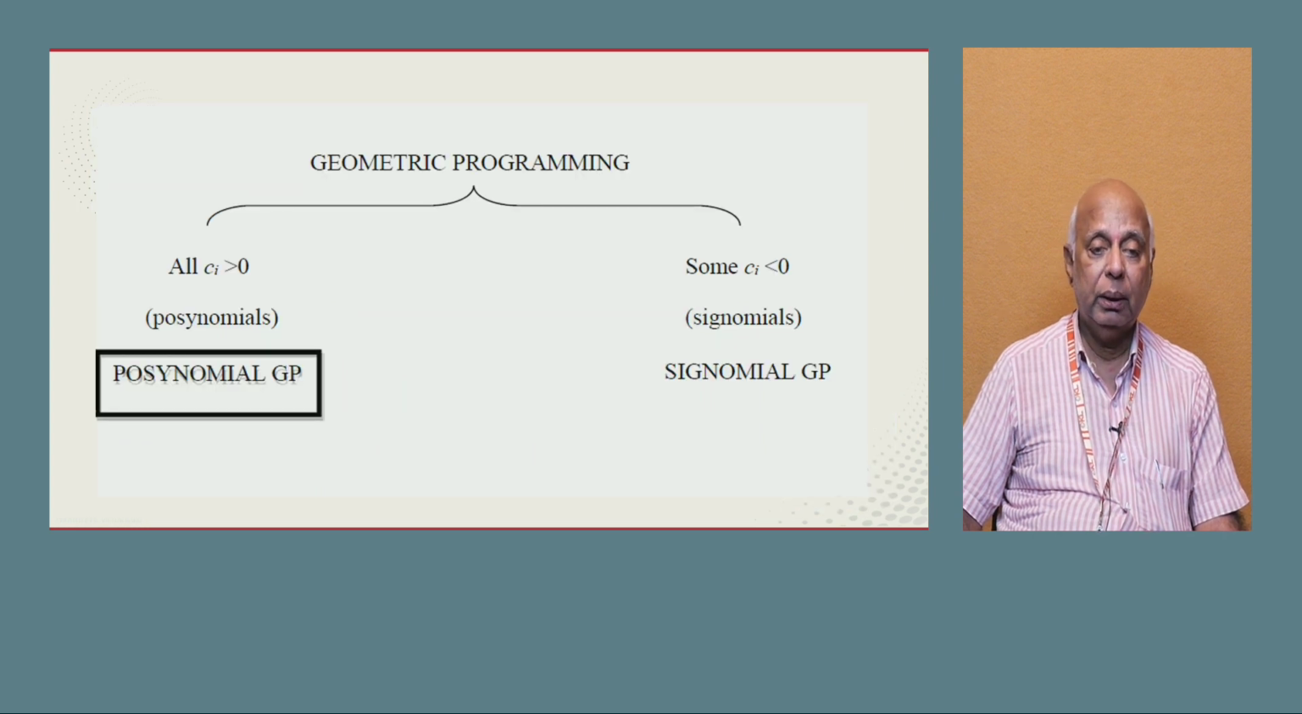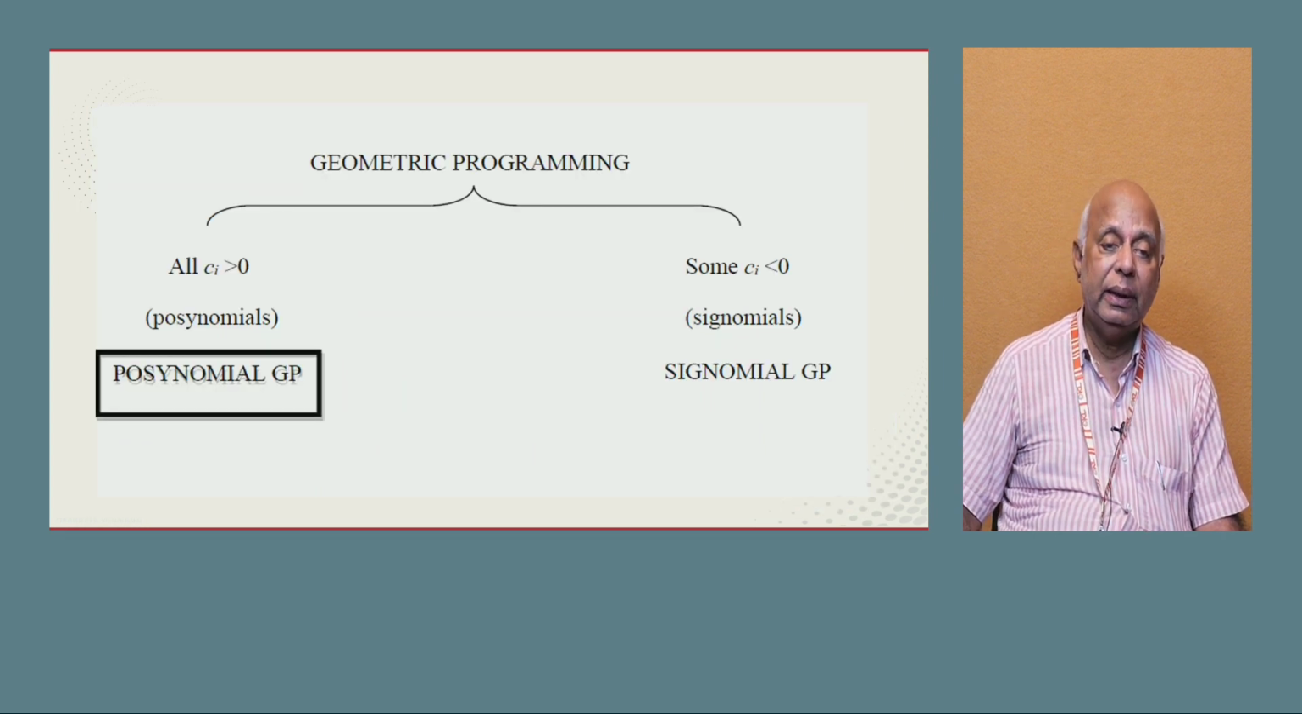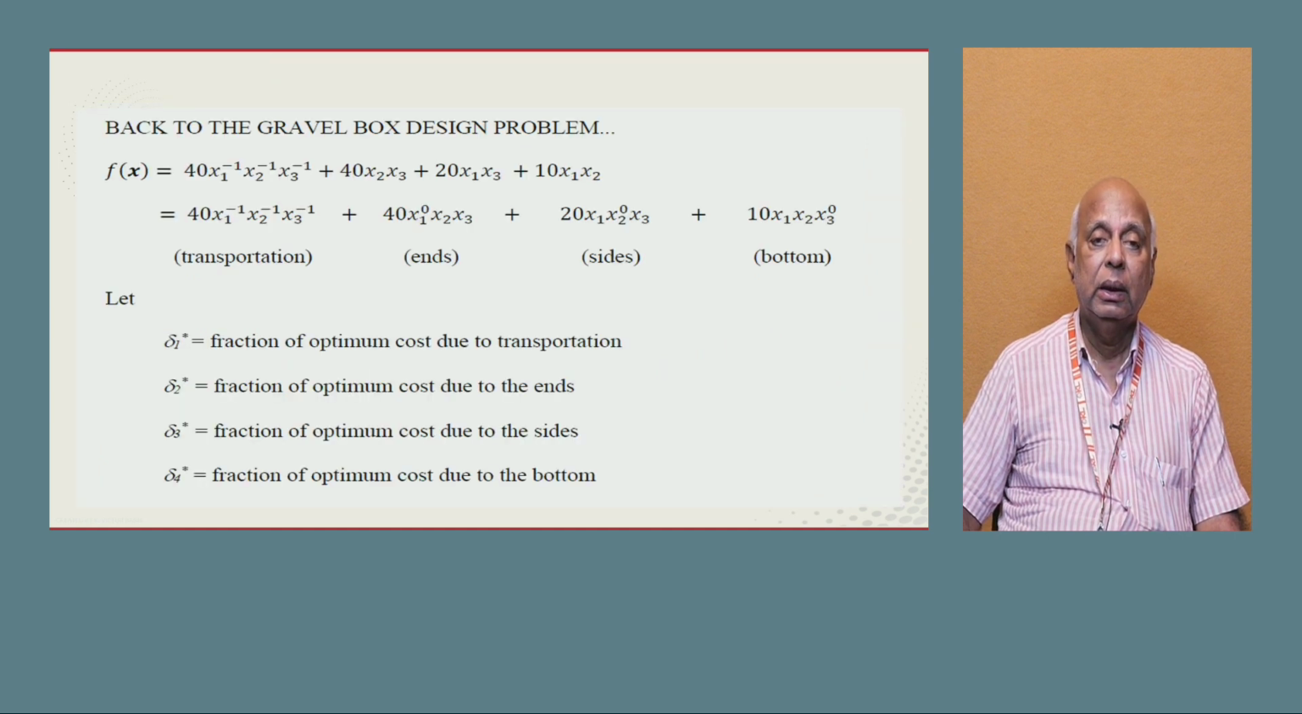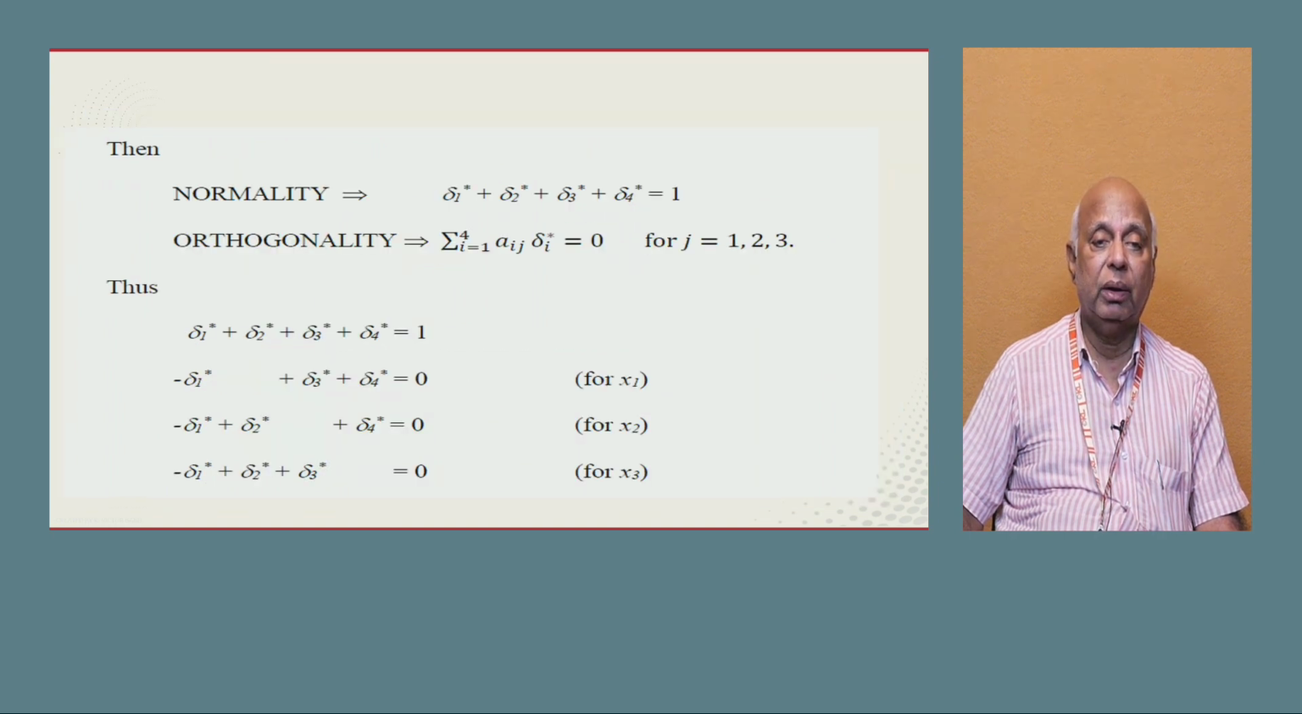The geometric programming here is divided into posynomials and signomials. Back to the gravel problem, the function f(x) is the transportation cost, the ends, sides and bottom. All these things are to be evaluated here. That is, we define delta 1 star, delta 2 star, delta 3 star and delta 4 star. That's what we find out.